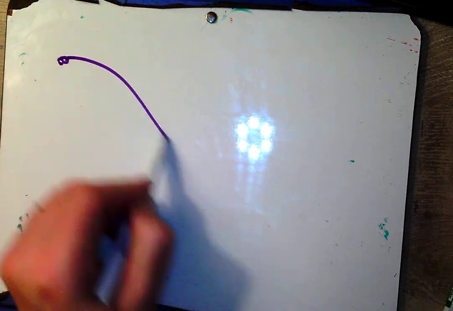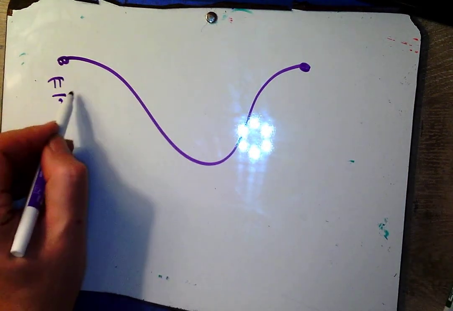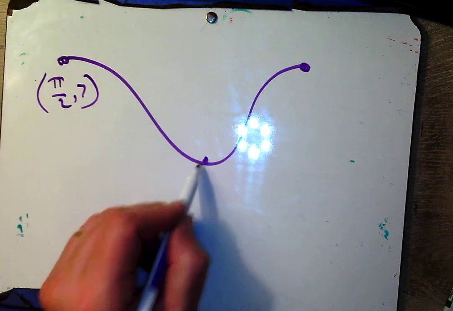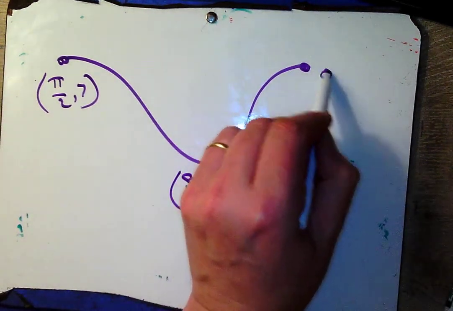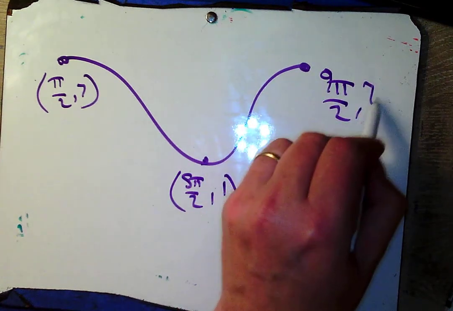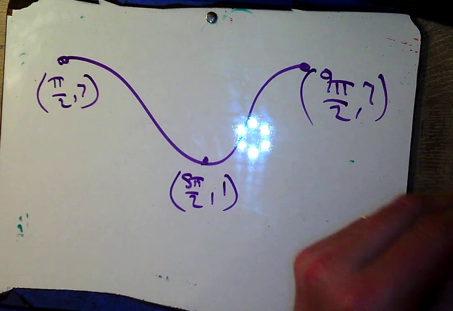Got more if you need more. Let's see. We did bearings, we did geometry. Ooh, how about this? Can you please write the equation for this function? Pi over 2, 7. 5 pi over 2, 1. And 9 pi over 2, 7. Please write the equation for that curve. Let's do it with these.